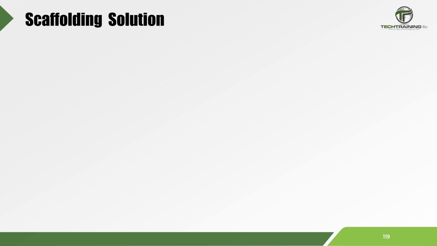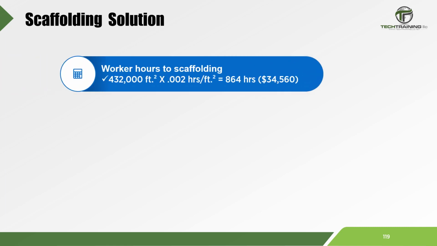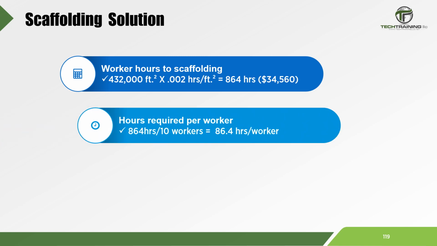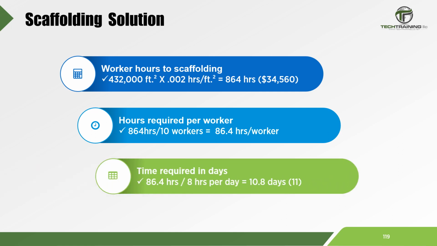So, here is our quantity of work. It's 432,000 square feet. Our efficiency rate is 0.002 hours per square foot. Therefore, the entire task is going to take 864 hours at $40 per hour. Our estimated cost is $34,560. As for the duration, we need 864 hours with 10 workers, or 86.4 hours per worker. Since each worker is putting in 8 hours per day, it will take 11 days to complete this task. We can now apply 11 days to this task schedule, along with the cost of $34,560. Let's take a look at another one.